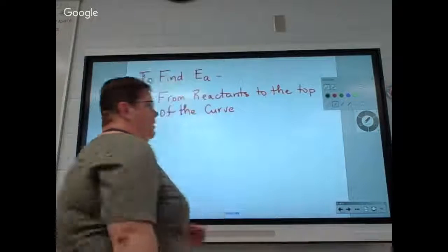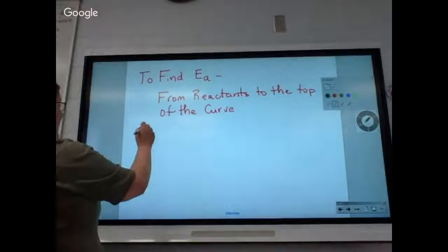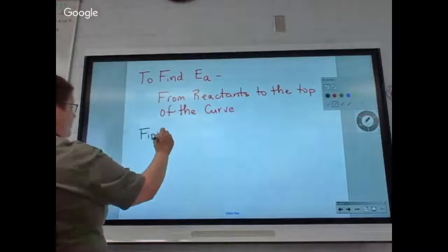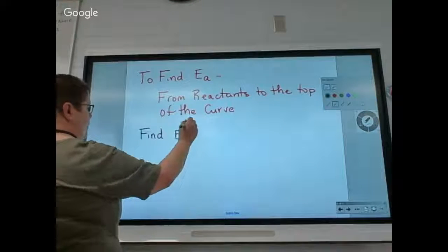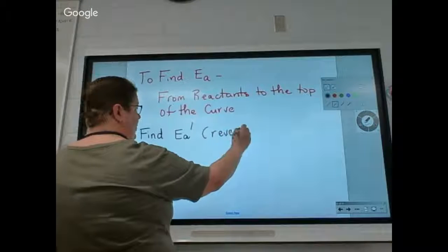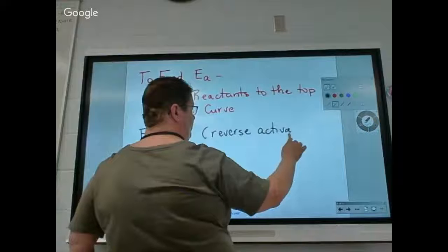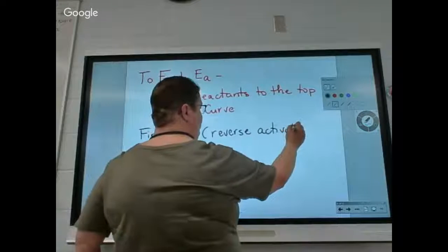Okay? From the reactants to the top of the curve. Now, we're also going to find EA reverse. That's called reverse activation energy. Is that line supposed to be reversed? Yep.